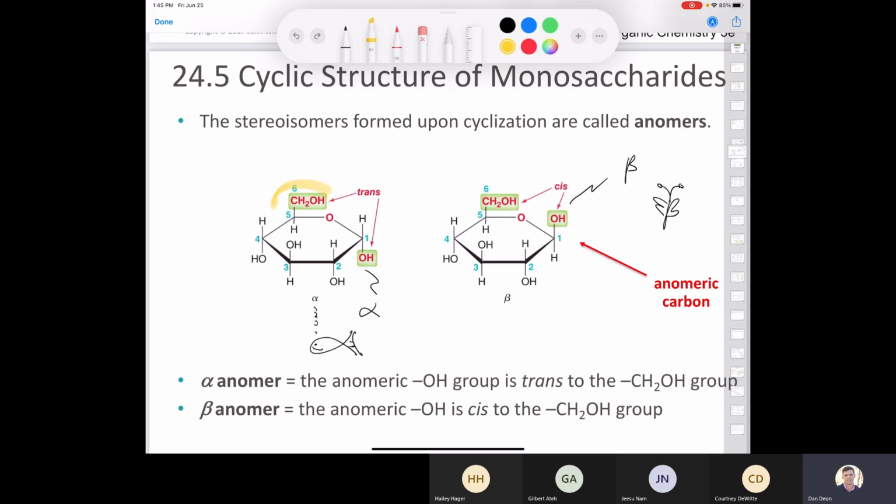You say it's trans to the CH3OH group, and then if it's the beta, it's pointing up, or you can say it's cis to that same group. So the anomeric carbon is very, very important in carbohydrate chemistry, so make sure you know what it is. And before we move on, I want to point out one more thing.